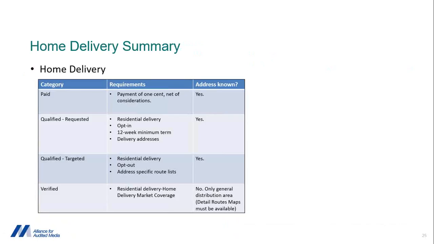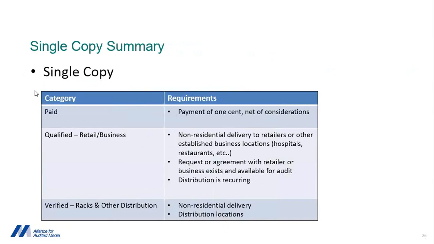Verified home delivery, which is home delivery market coverage, is going to residential units. Its address is not known. However, you do know the area. You have detailed route maps of exactly where this product is being delivered to. Single copy in a snapshot: paid single copy, again, the consumer paid at least 1 penny net of consideration.